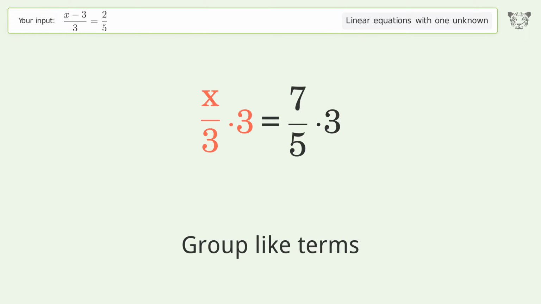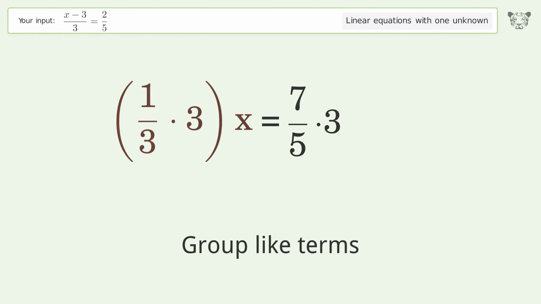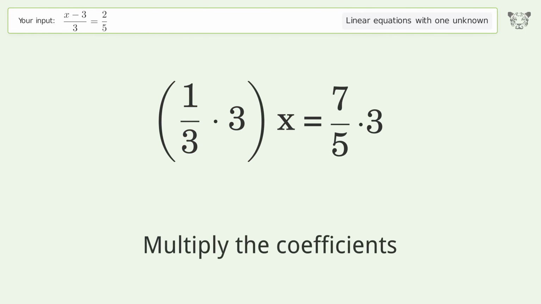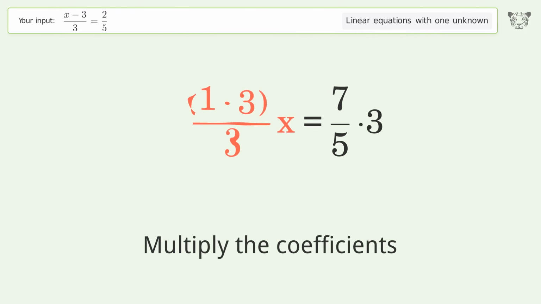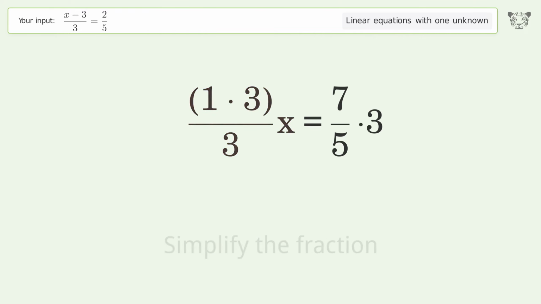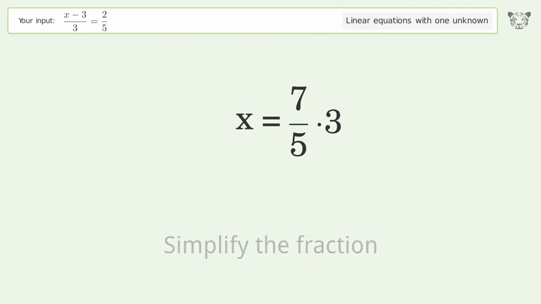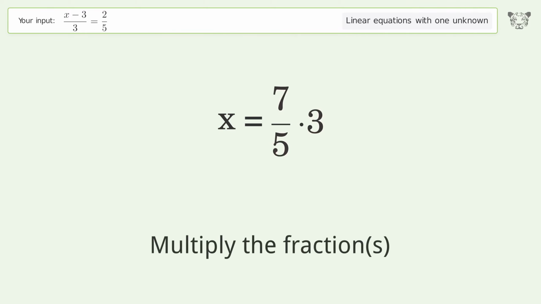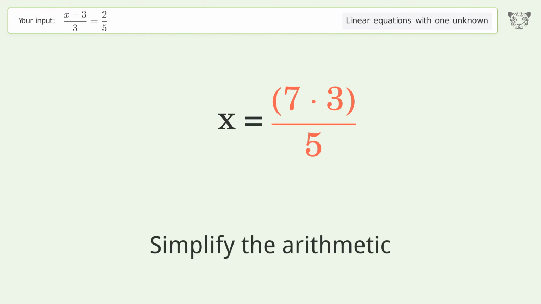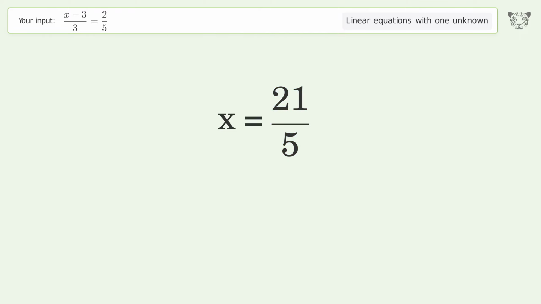Group like terms. Multiply the coefficients. Simplify the fraction. Multiply the fractions. Simplify the arithmetic. And so the final result is x equals 21/5.